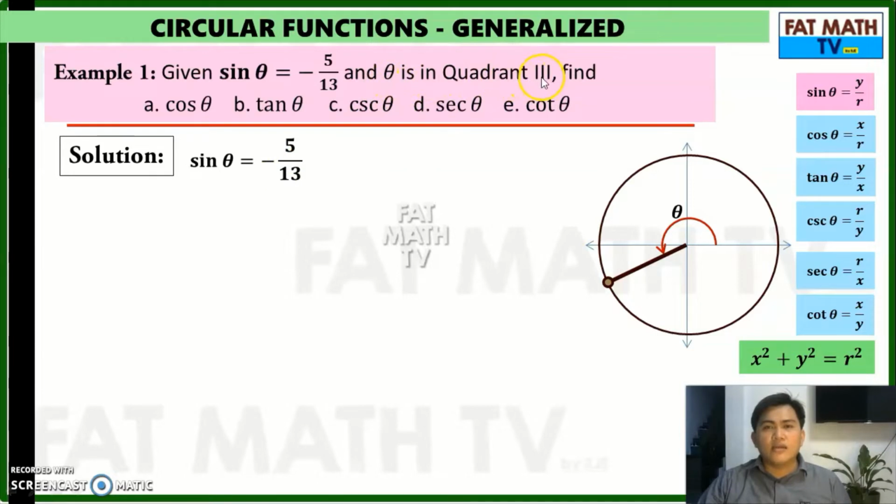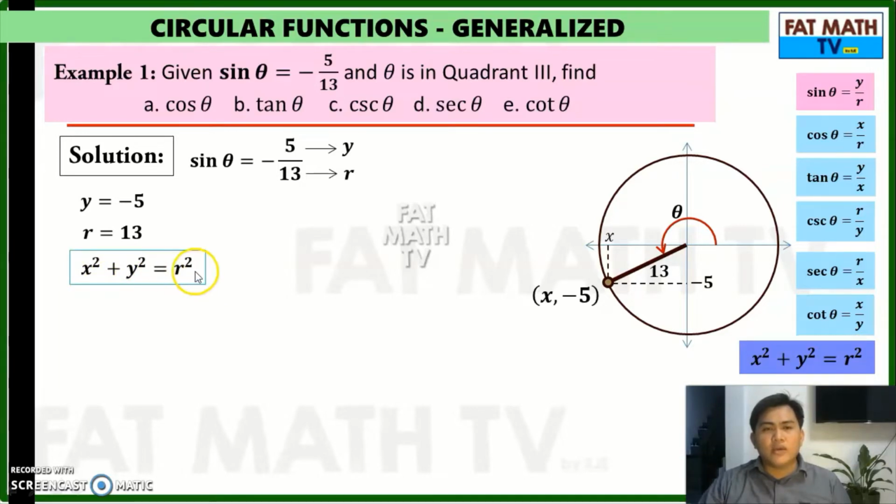And since theta is in quadrant 3, the y will really be negative. So in this case, this is y and this is r. From this, sine theta is y over r, where y is negative 5 and r is 13. To illustrate that, that's negative 5 for y, and the radius is 13. So we don't know the x, we will identify x. So this point here is x, negative 5. So we will use this equation to solve for x.